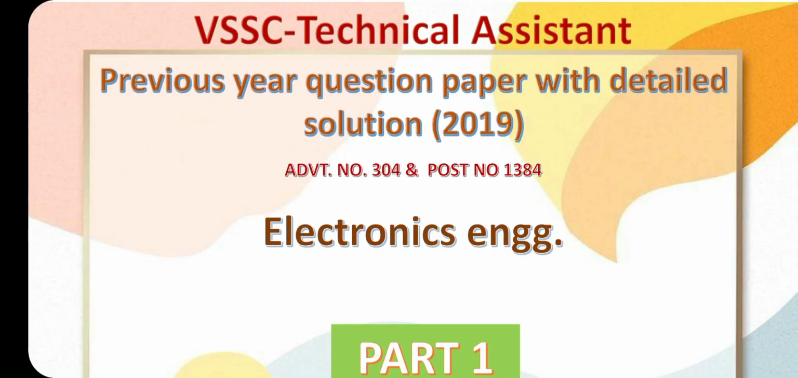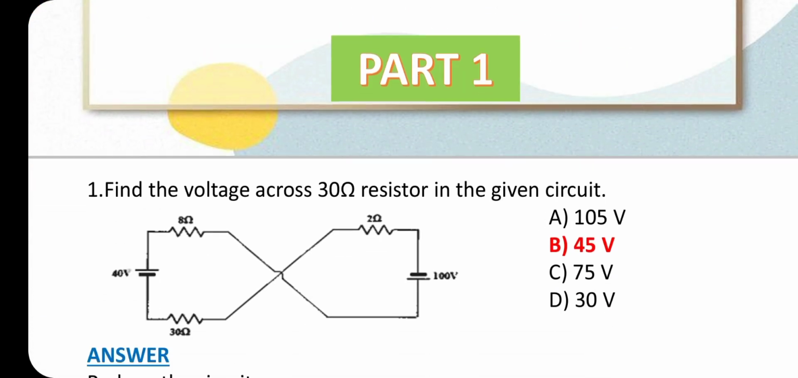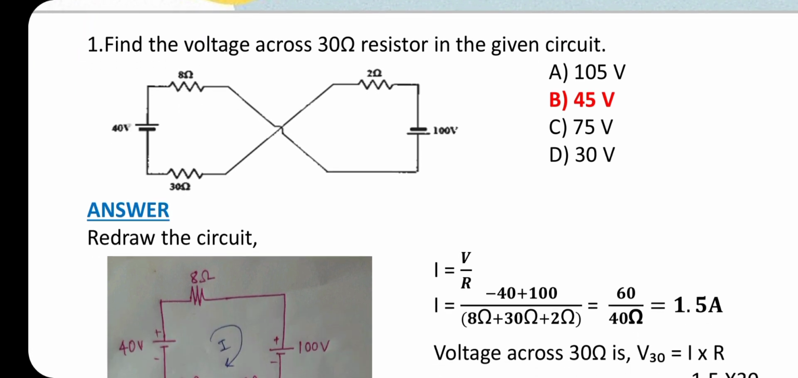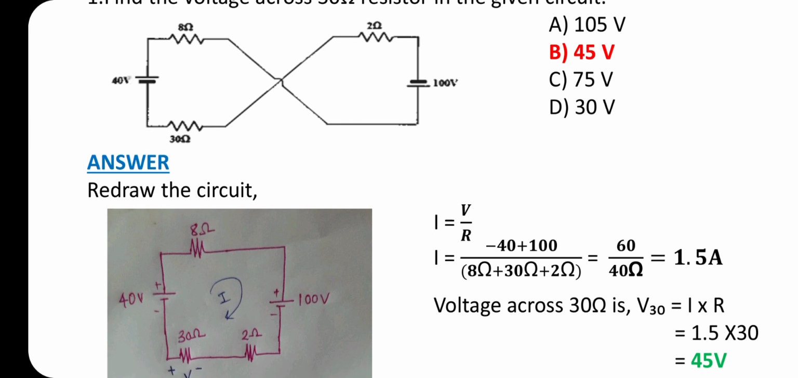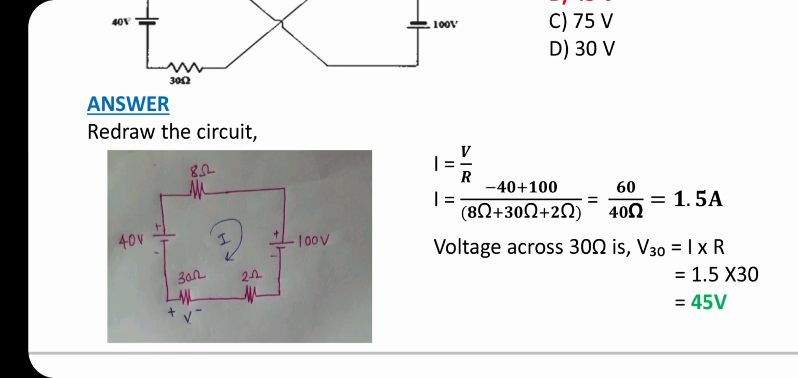In this video, we are discussing the VSSC Electronics Technical Assessment question paper with a detailed solution, which was held in 2019. The first question is, find the voltage across the 30 ohm resistor in the given circuit. The answer is 45 volt.